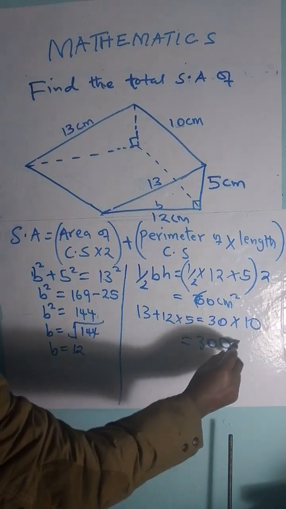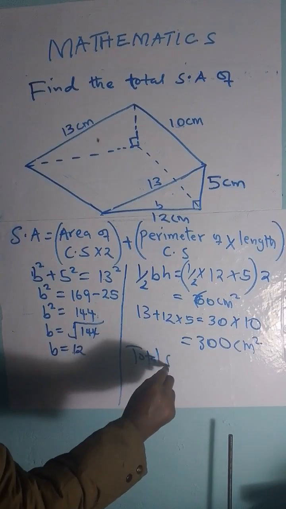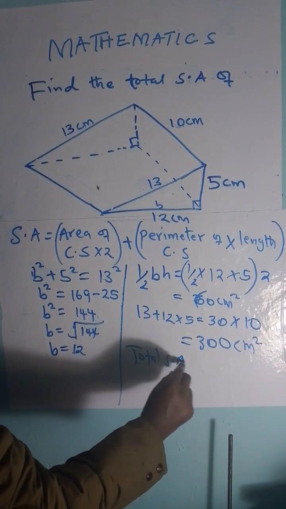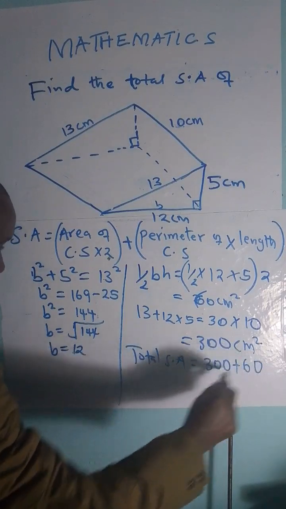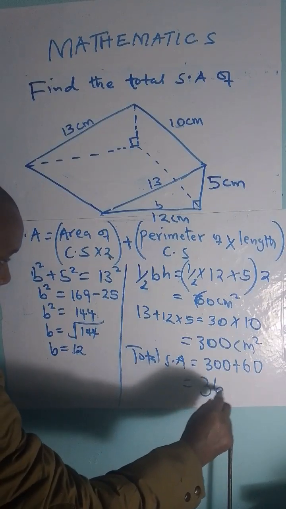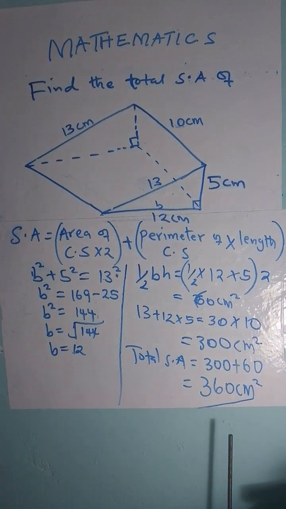Now total surface area. Total surface area is equal to 300 plus 60, which is equal to 360 centimeters square. This is the simplest way of getting that one.